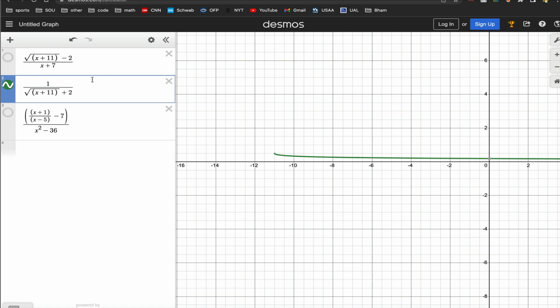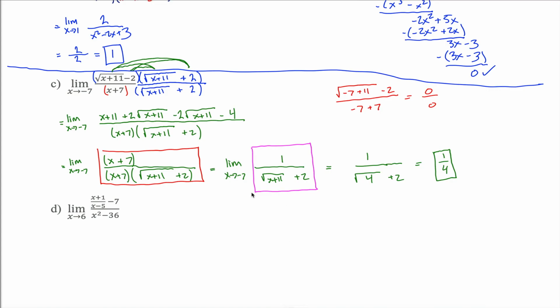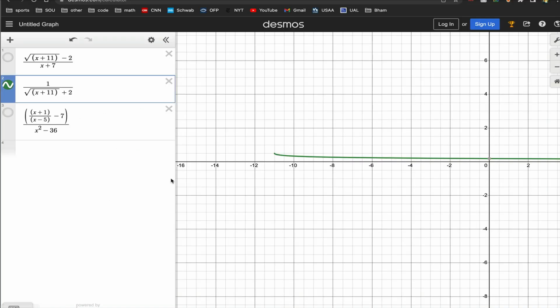Red and green are almost identical. Red just has the removable discontinuity, and by algebraically changing red into green, I've filled in that open circle, which makes my function continuous at -7, which makes it really easy to evaluate the limit. You want to evaluate the limit of this thing? Just change all the x's to -7s. In other words, ask the graph how high up it is at -7 right here. The answer is that 0.25 you see in front of you.